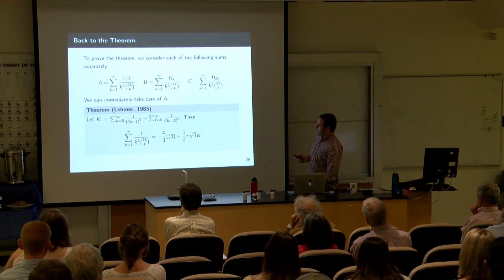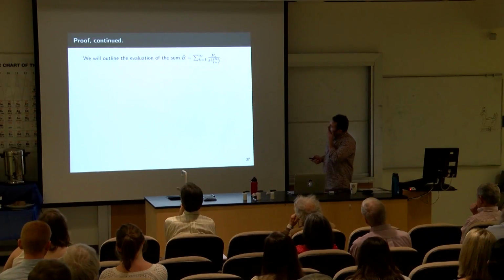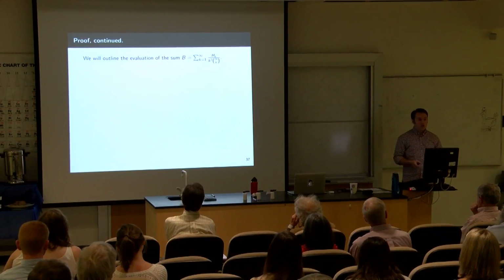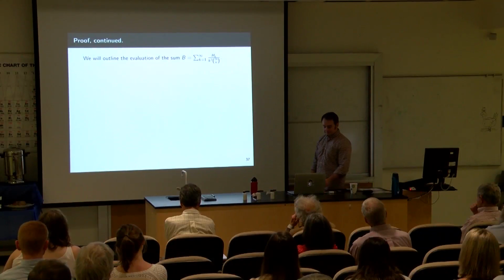So really, we just care about b and c, these 2 sums. So we'll just do b, because it turns out that when you have that one done, the case for c almost just falls out naturally. So we'll do b.